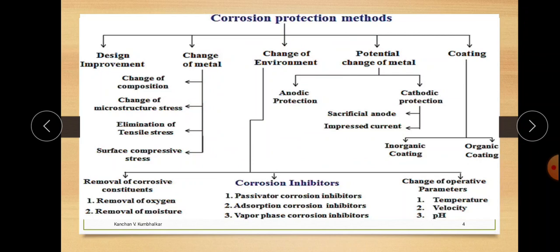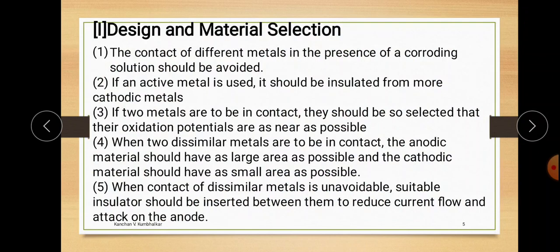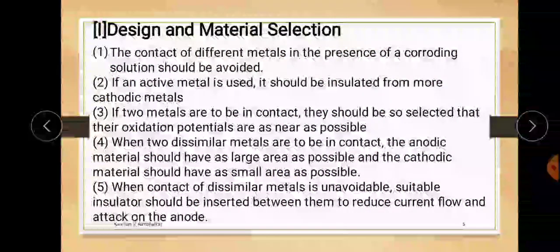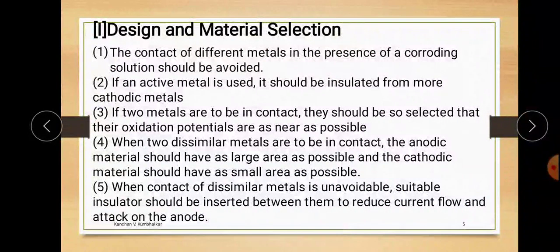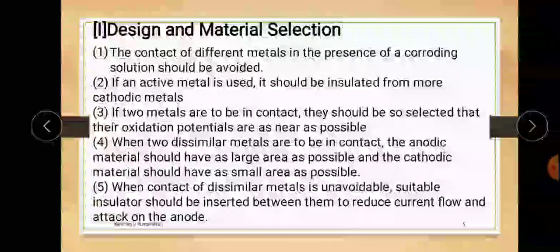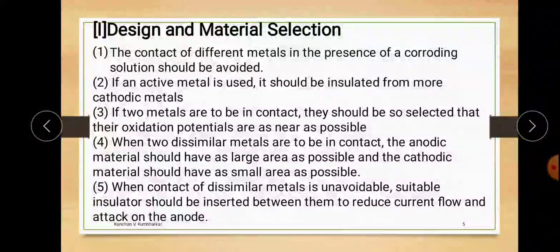So let's start with the first point, that is the design and material selection. Design and material selection are the most important points to minimize the corrosion rate. The design of the material should be such that the corrosion, even if it occurs, is uniform and does not result in an intense and localized corrosion. So there are some important design principles, out of which the first is that the contact of different metals in the presence of a corroding medium should be avoided.